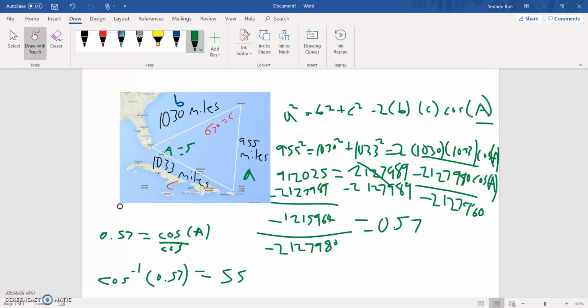So A equals 55. Now since we have those angles, we can make our lives easier and just add these two numbers and subtract the sum from 180. So let's do that. 55 plus 63 equals 118. If you do 180 minus 118, you get 62. So that means B is equivalent to 62 degrees.